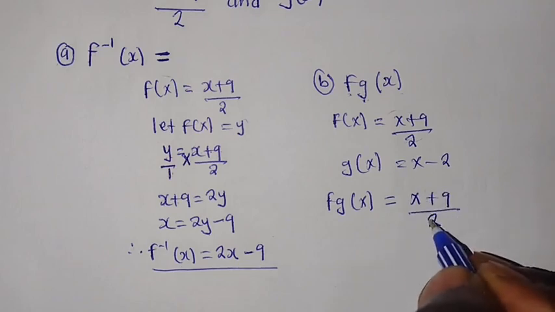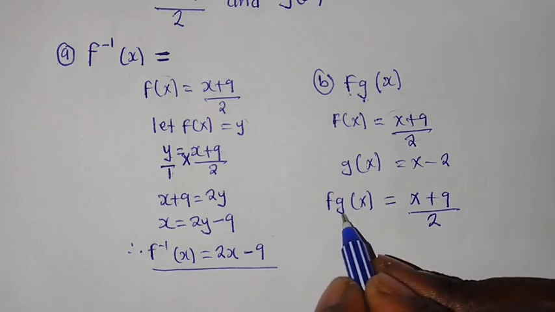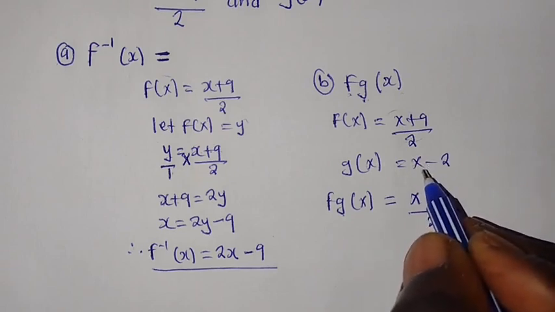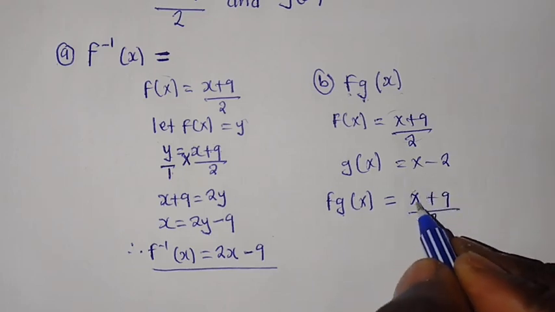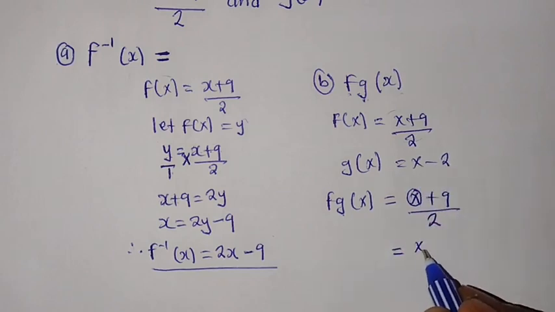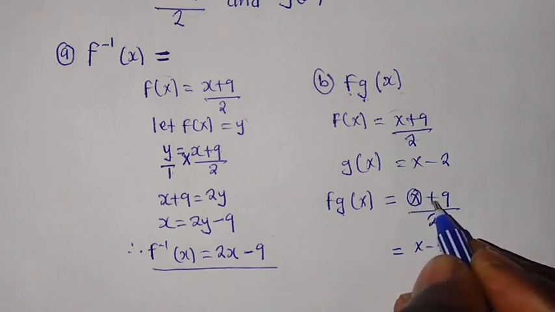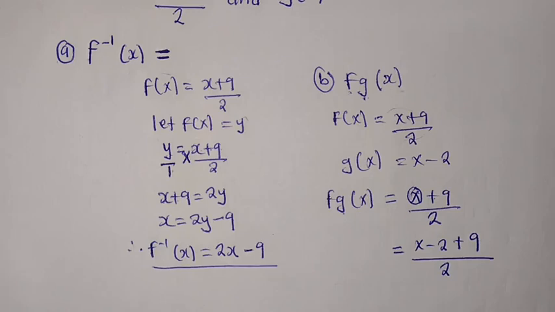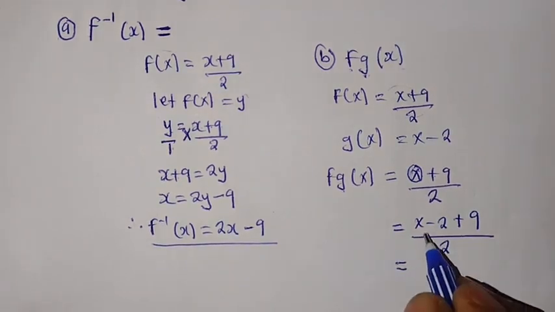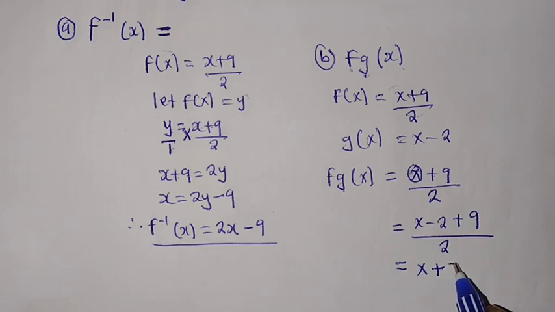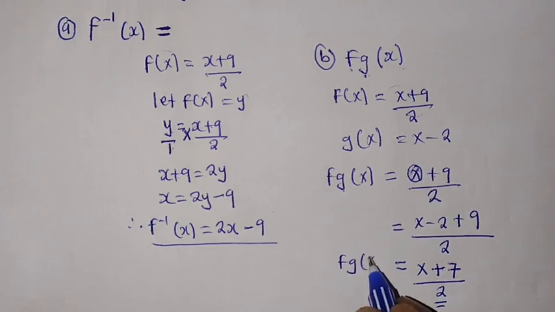Now into this function f, I'm going to substitute the function g, which is x - 2. I'll substitute it where there is x. So I'm going to write (x - 2 + 9)/2. Then from there we just need to simplify. So -2 plus 9 will give us a positive 7, over 2. So this is fg(x).